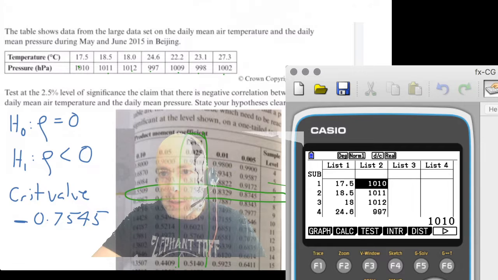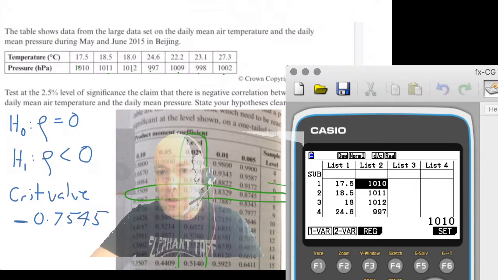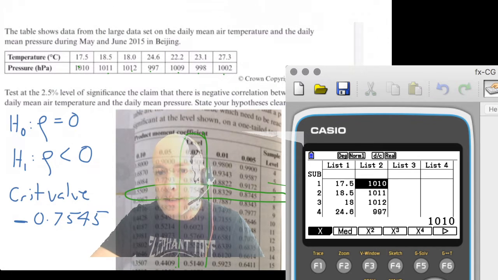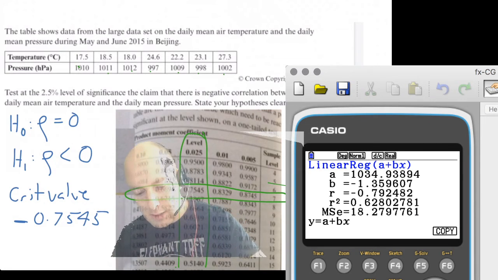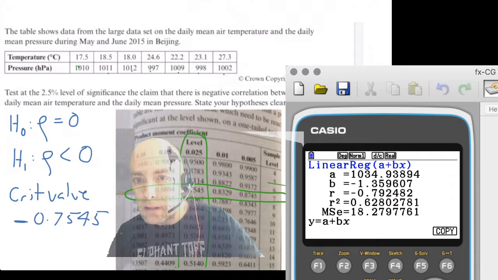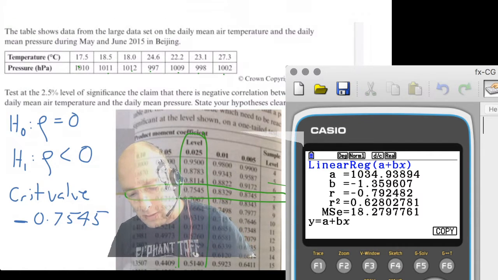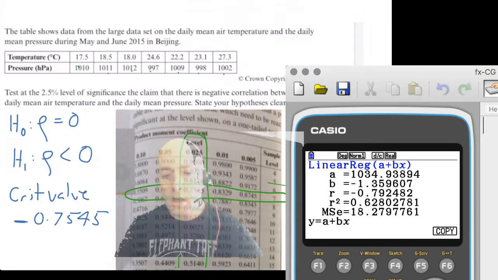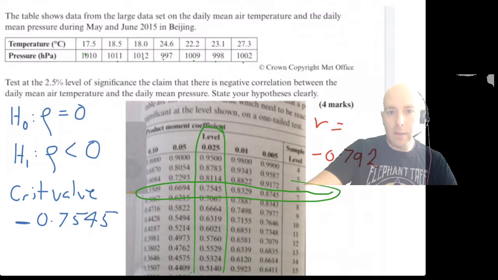Okay, so we're going to go to, what are we doing for these? We're trying to work out the regression of it. So we're going to go calc, setup just to check. Yeah, list 1 and list 2 are there correctly. Good. We're going to do regression, X, and we want to find the PMCC, the R value. So we get R is minus 0.792. Run out of space there. Cool. All right, so here's my value.